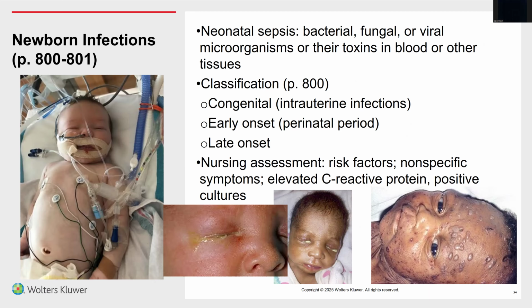Now the pictures below in the white part, you have the congenital eye infection caused by gonorrhea for the two middle pictures. And then look at the little baby with the herpes skin lesions. So that's definitely something to pay attention to.